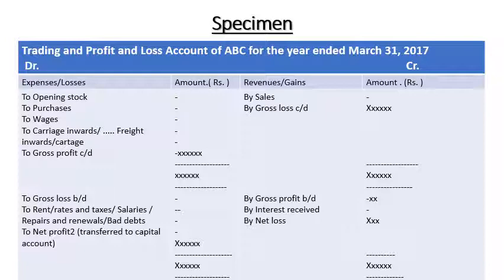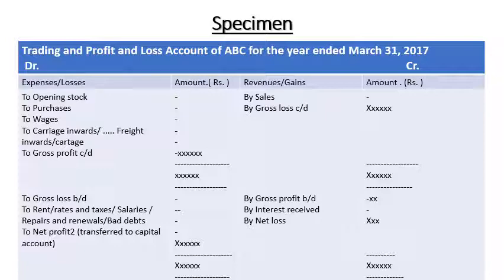Then the second entry will be passed. That means the sales account debit to trading account. But sometimes purchase returns and sales returns may be there, so that means you may have to pass one additional entry. If it is sales returns, then trading account debit to the sales returns. Or if the purchase return is there, that means the purchase returns account debit to the trading account.